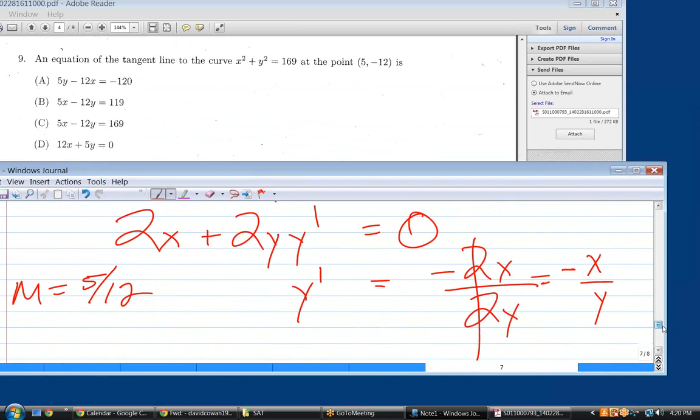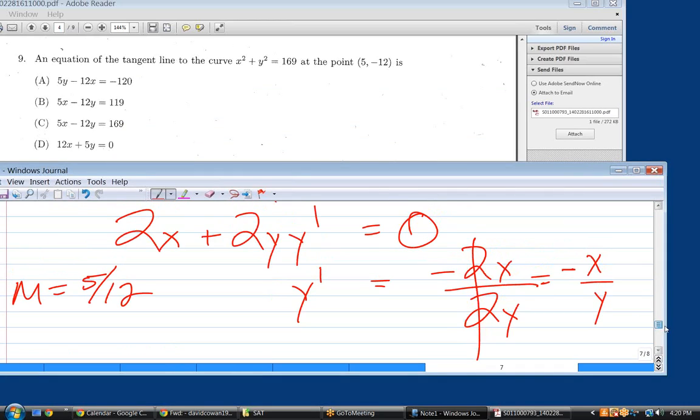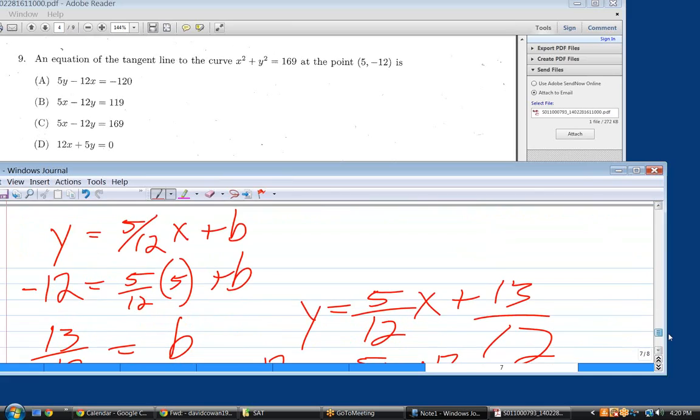Y prime is equal to minus 2x divided by 2y. So y prime is equal to x over y, which in this case is minus 5 over minus 12. 5/12 is the slope of that tangent line. So there's the equation, 5/12 x plus b. Plugged in minus 12 for y. I plugged in 5 for x. I get 25/12. Oh, I see what I did.